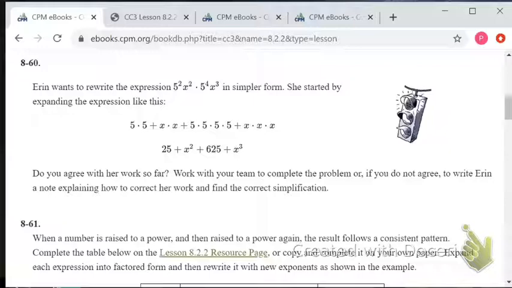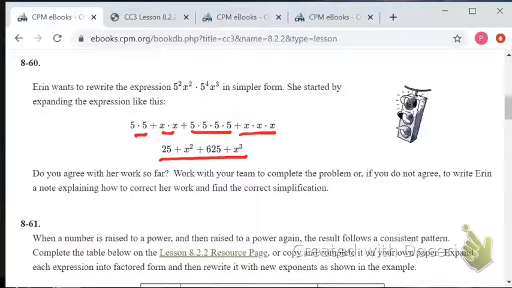Okay. 8-60 says, Aaron wants to rewrite the expression 5 squared x squared times 5 to the 4th x to the 3rd in simpler form. And she started expanding it right there by doing 5 times 5 plus x times x plus 5 times 5 times 5 times 5 plus x times x times x. And then she simplified it and she got that. Question is, do you agree with her work?